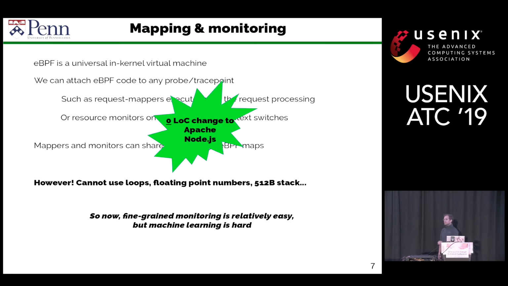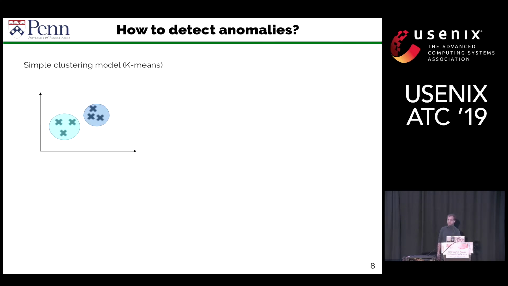So now, fine-grained monitoring is relatively easy. But machine learning is actually very hard in this constrained environment. So how are we going to detect anomalies? Well, I think a previous speaker was talking about k-means as a benchmarking tool.